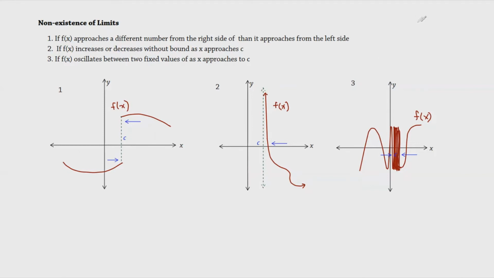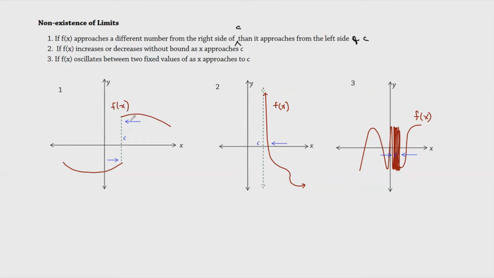And these three examples are the basic examples of why limits do not exist. So the first one: if f of x approaches a different number from the right side of, actually this should be the right side of C. Sorry. So if f of x approaches a different number from the right side of C than it approaches from the left side of C. I forgot to write it, sorry. So with that, this is C. And as I mentioned before, if we're talking about simply limits, we're talking about the two-sided limit.